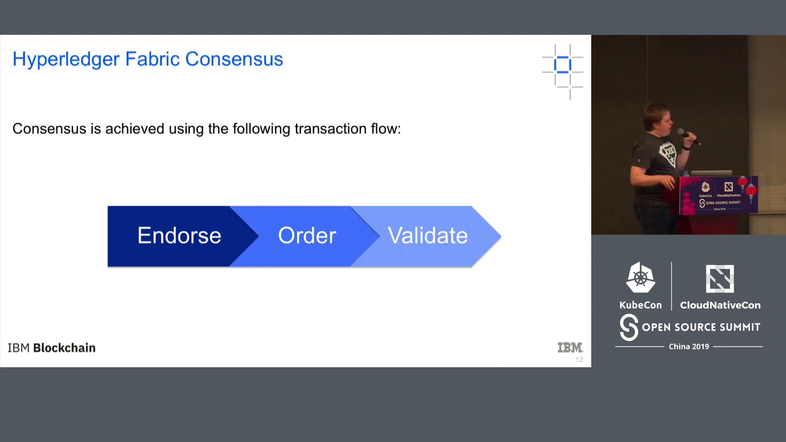And so, again, everything in Fabric revolves around execute, order, validate, where the execution happens, then the ordering happens, and then finally the validation happens at the end. That determines basically which part of the execution and ordering is correct, and finally commits it to the ledger.